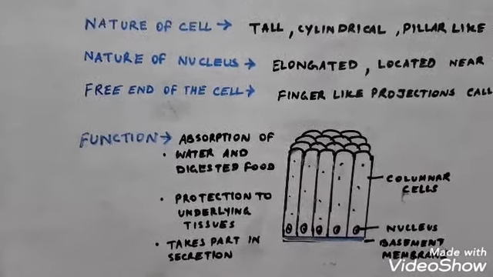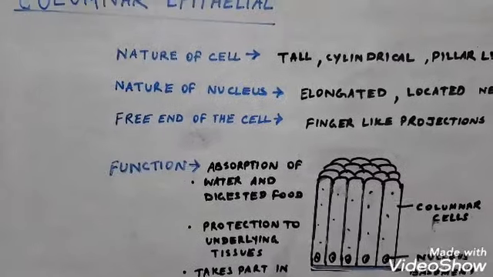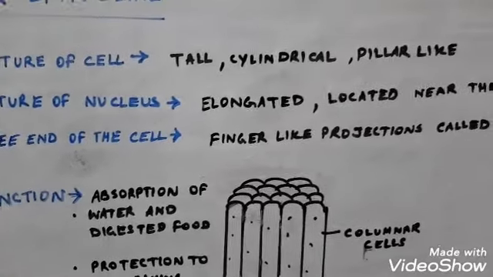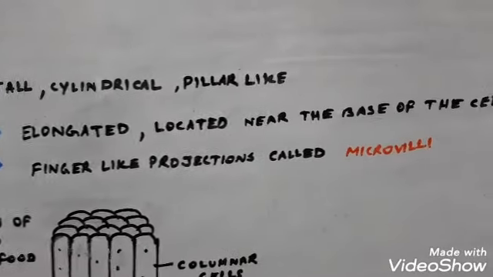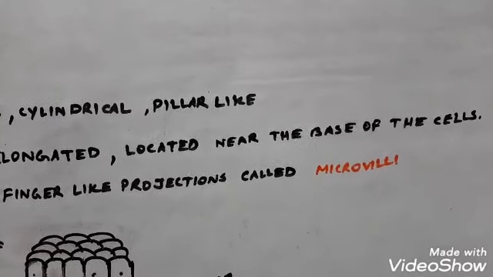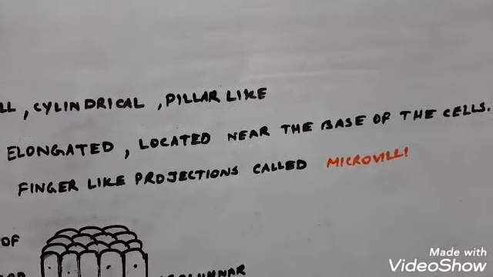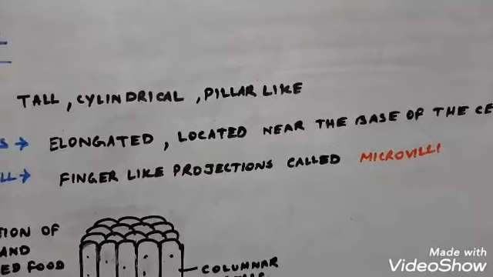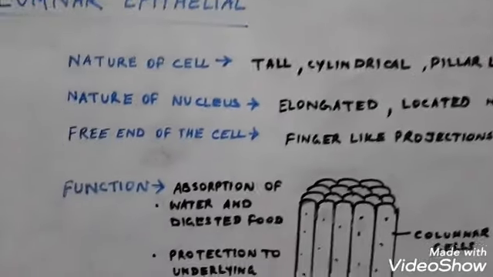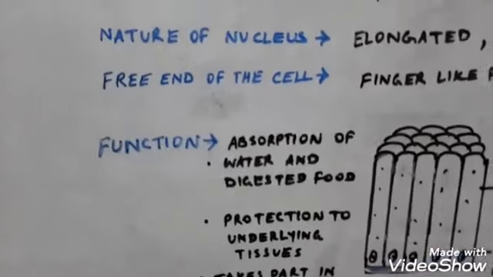And what is the free end of the cell modified into? The free end of the cell is modified into projections known as microvilli. So microvilli are the projections at the free end of the cell, that are the modification of the columnar epithelial tissue. Now here is the function of the columnar epithelial tissue.